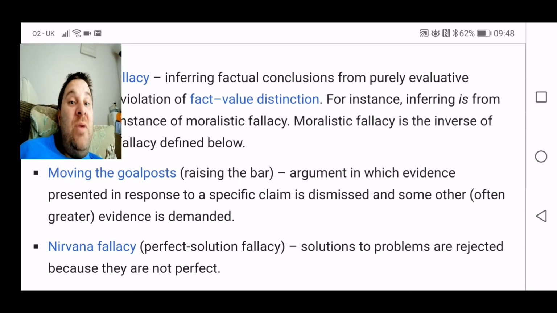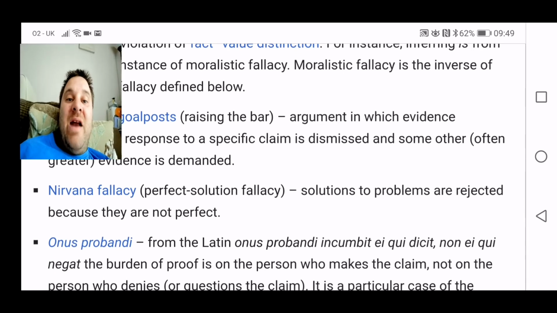Oh, but you've got to do it even further. You've got to see even further, or you've got to see this, or you've got to do that. No, you're moving the goalposts. You're raising the bar, moving the goalposts constantly. Nirvana fallacy, perfect solution fallacy. Solutions to problems are rejected because they are not perfect.